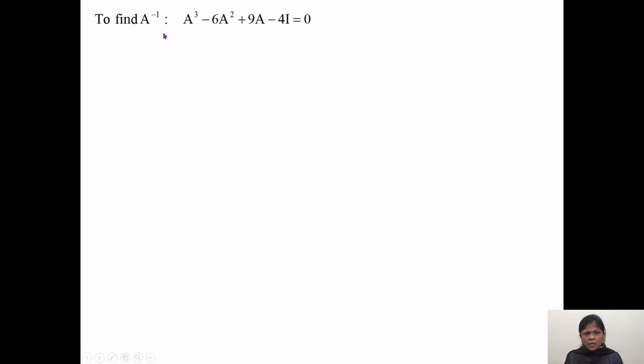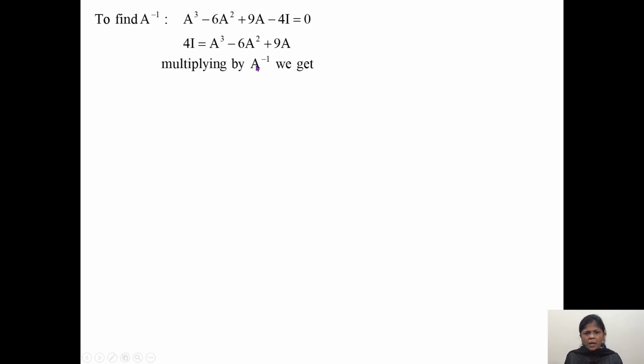Okay. Now for this, again we will make use of the equation obtained after applying Cayley-Hamilton theorem, that is A cube minus 6a square plus 9a minus 4i equal to 0. Now what will we do in order to obtain A inverse? Take the lowest order term on one side, whereas the remaining terms should be shifted to the other side. So what am I having? 4i is equal to a cube minus 6a square plus 9a. Now I need A inverse. So here I have to obtain A inverse.